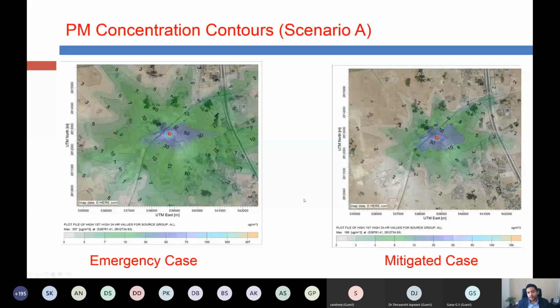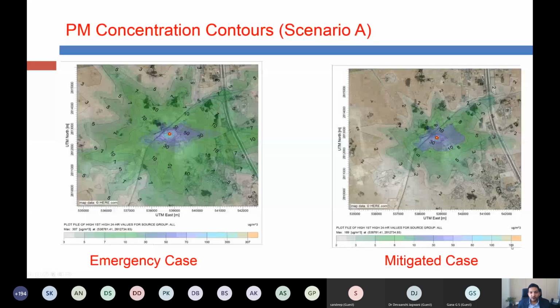When we considered the engineering controls on these processes, we could understand these emission levels are going lower, and we could bring it down to 189 from 307. But still in this scenario, we could not bring down the concentrations within the regulatory limit, which is 150 micrograms.